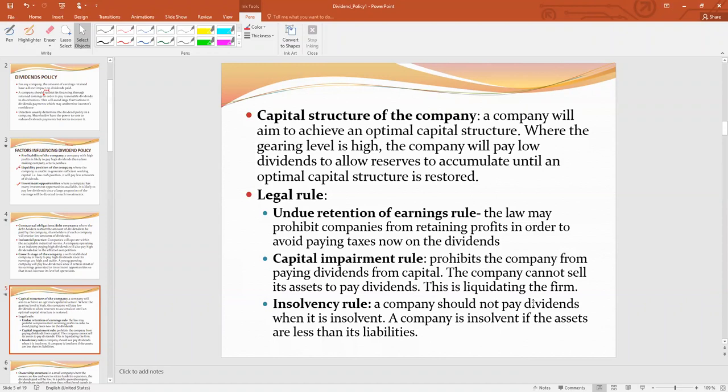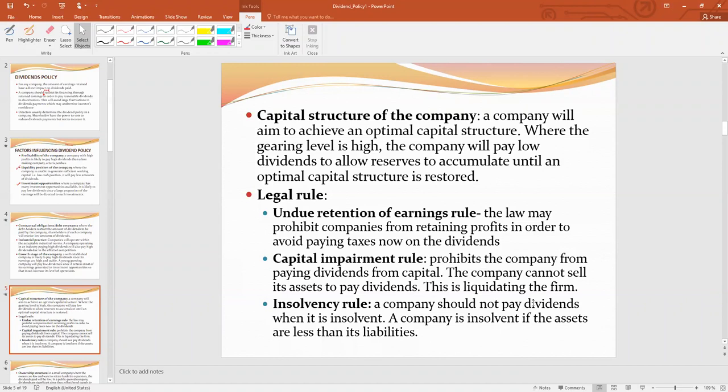If that's the case, you can't pay yourself dividends until you're able to correct that position. Until, in short, the shareholders' fund is a positive value. If it is a negative value, then you cannot pay yourself any dividend. That is what we call the insolvency rule.